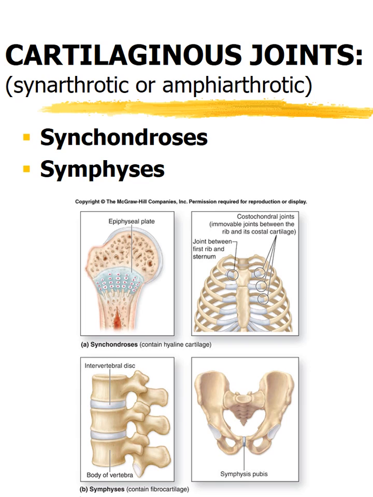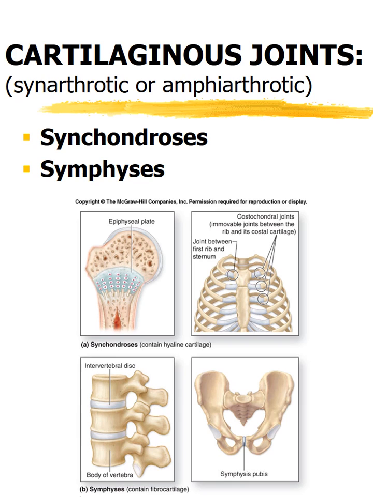Cartilaginous joints have bones attached to each other by cartilage, and so these joints lack a joint cavity. There are two main types of cartilaginous joints. The first one is synchondroses, and these are where bones are joined together by hyaline cartilage. Synchondroses are immobile, and so they are considered to be synarthroses.